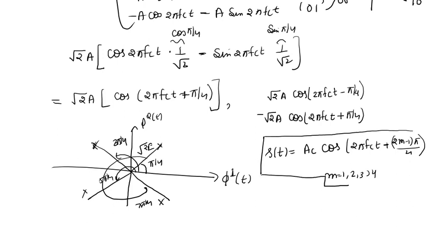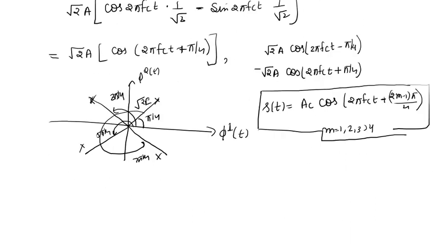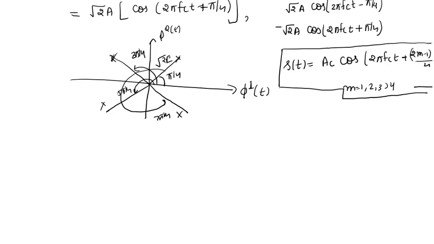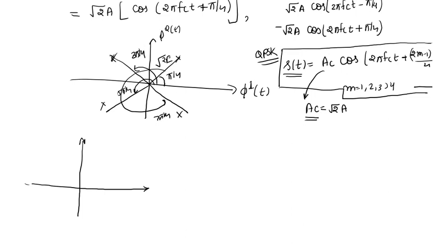Once we get the constellation, in the previous class we have seen how to read this constellation. One important point you need to see here is that Ac is root 2 times A, that is the amplitude of the QPSK signal. QPSK amplitude is root 2 times the amplitude of the in phase and quadrature phase carrier. Okay, so just you have to remember this.